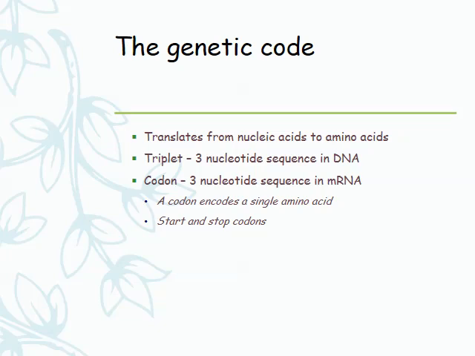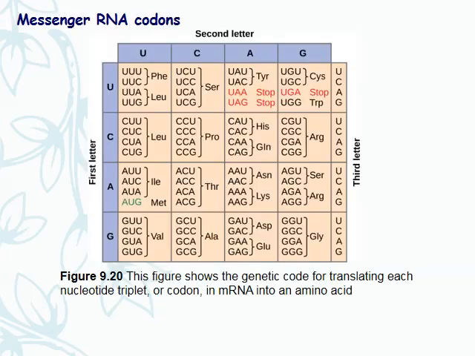This is referred to as a codon, a 3 nucleotide sequence in messenger RNA. Each codon codes for a single amino acid. If you take 4 letters and select 3, there are 64 possible combinations. So therefore, each amino acid has many different codons that code for it. There are also some stop as well as start codons.